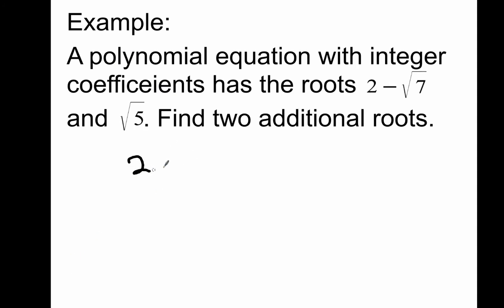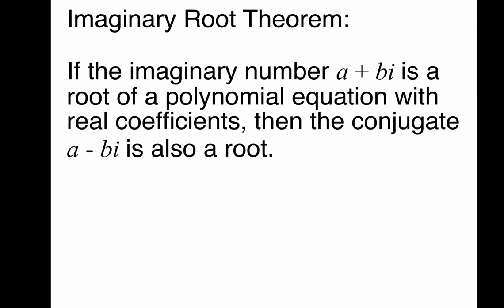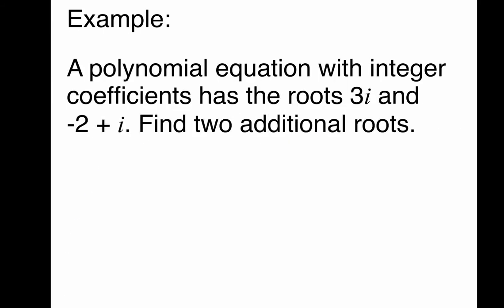So here, if 2 minus the square root of 7 is a root, 2 plus the square root of 7 is also a root. If positive square root of 5 is a root, then negative square root of 5 must also be a root. The same thing is true with imaginary numbers. So a plus bi and a minus bi are conjugates. They're called complex conjugates. And the same thing is true. If a plus bi is a root, a minus bi must be a root.